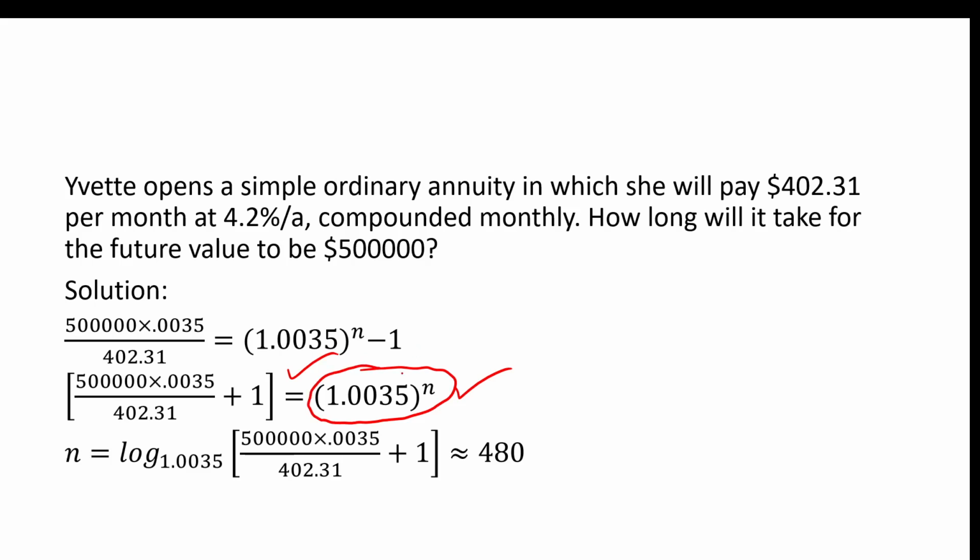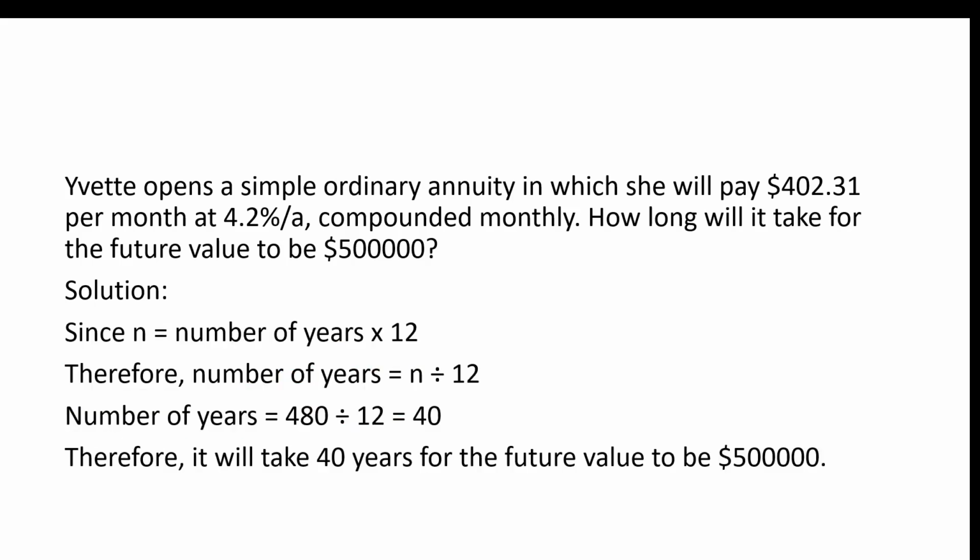What we now have to do is use logarithms. N will be equal to the log base 1.0035 of this value right here. And as you know, we can do this a couple of different ways, depending on what kind of calculator you have. But what you end up with is an n value of approximately 480. Now, that doesn't mean that it takes 480 years.